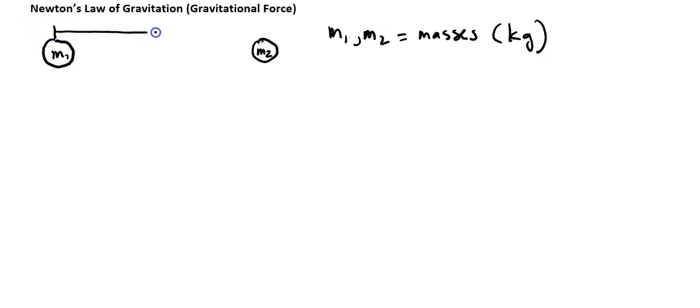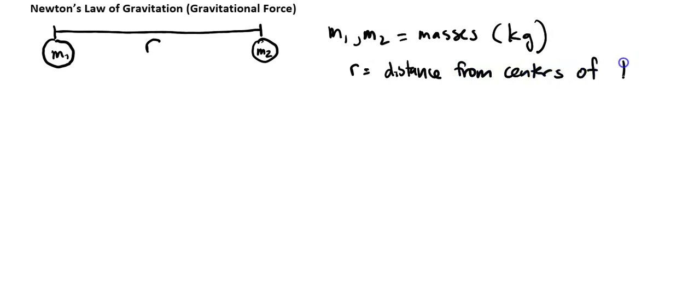So if we have an object of mass m, let's call it m1, and we have another object of mass m2, okay? So mass 1 and mass 2 are the masses. We will oftentimes put those masses in kilograms. And then the distance between these masses, center to center, is going to be r. So r equals the distance from the centers of the two objects that we are finding the gravitational force from. So again, it is center to center distance.